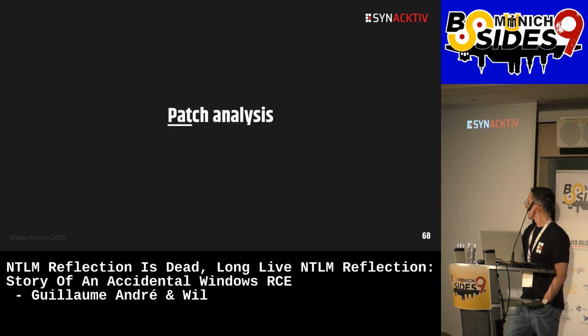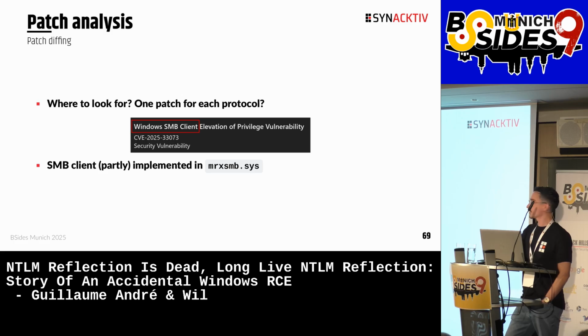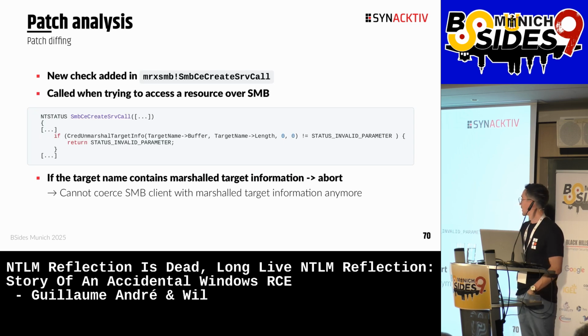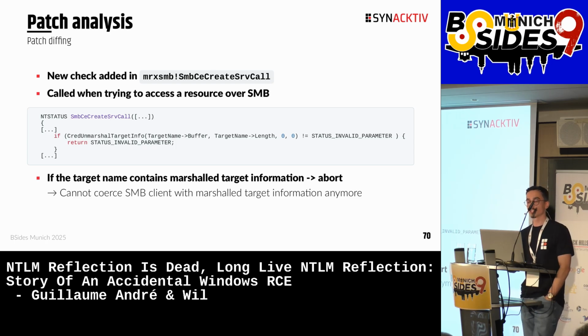The last part of this talk will be about the patch. When Microsoft issued the patch, we were curious about how they fixed it. Did they issue the patch for each protocol? Did they manage to do something global? To know where to look, we remembered that in the official advisory, the vulnerability was labeled as Windows SMB Client Elevation of Privilege Vulnerability, which means that the fix should be in the SMB client, which is partly implemented in mrxsmb.sys. We did a bit of patch diffing, and it was quite easy because only one function changed, which is SmbCeCreateSrvCall, which is called when trying to access a resource over SMB.